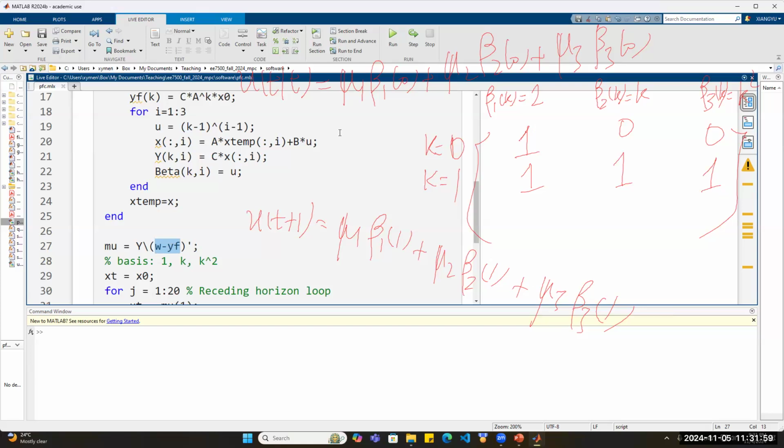Then when k is 2, we have mu 1 basis 1(2), basis 2(2), basis 3(2), so we have 1, 2, 4. Then the last one, when k is 3, it will be u(t+3). You have mu 1 basis 1(3), so 1, then basis 2(3) is 3, then basis 3(3), so here is 9.